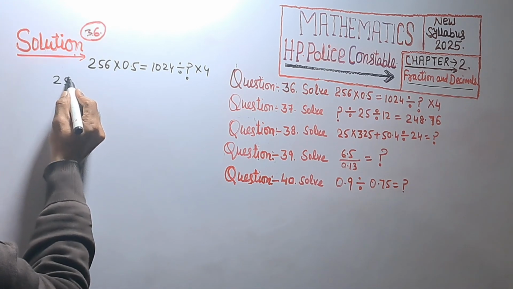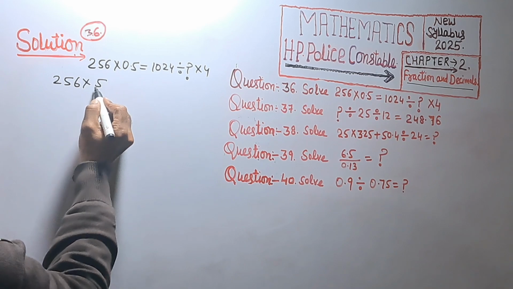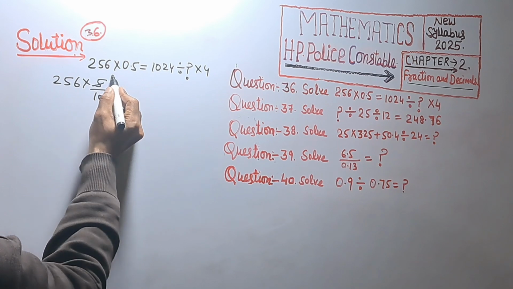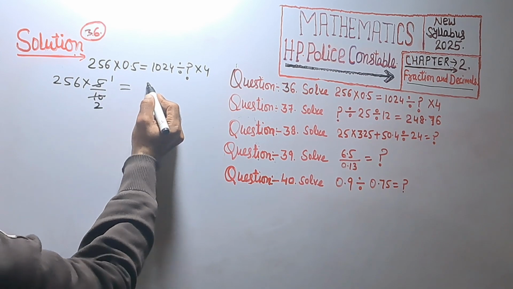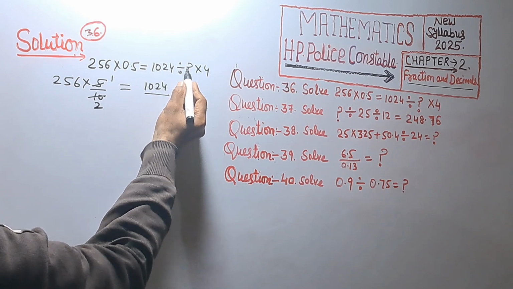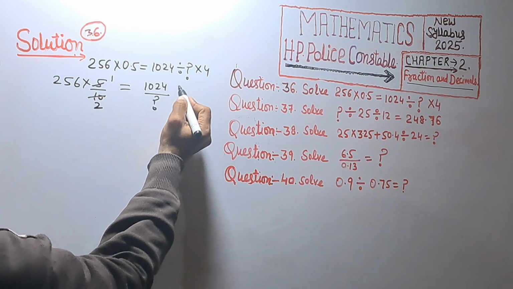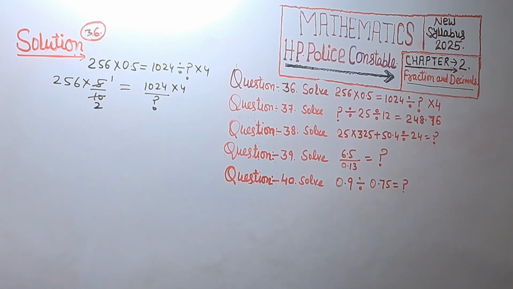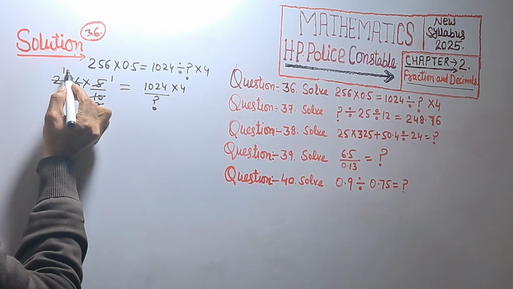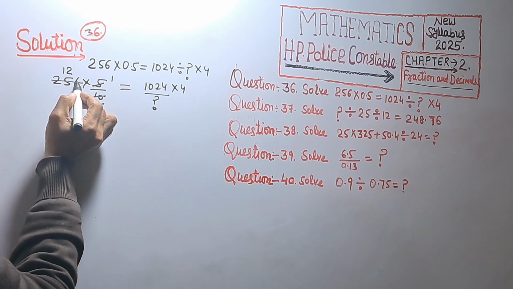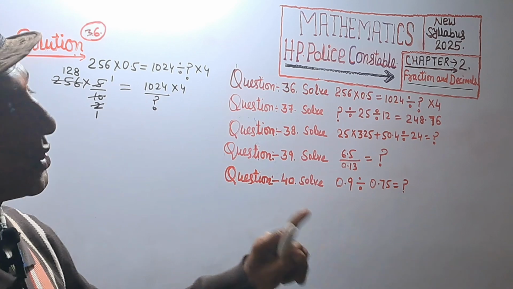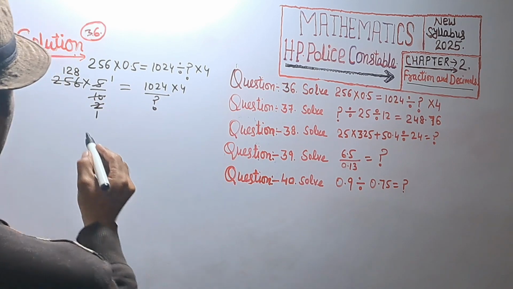First, 256 into 5 upon 10. Point will be 1 and 5 will be 0. 5 ones are 5, 5 twos are 10, equal to 1024 divided by sign of interrogation, that is sign of interrogation into 4. 2 ones are 2 and 2 ones are 2, 2 twos are 4, then 16, 2 eights are 16. 128 twos are 256.